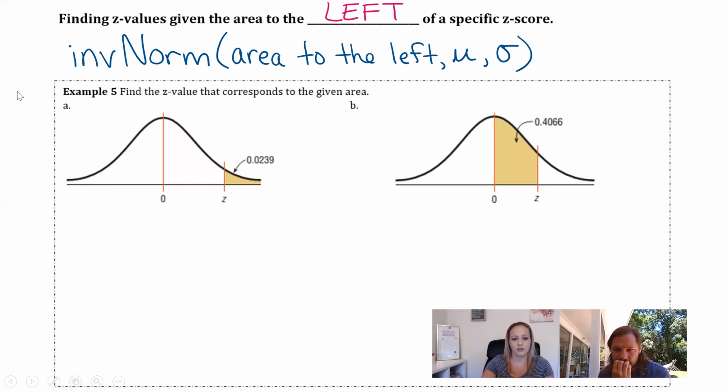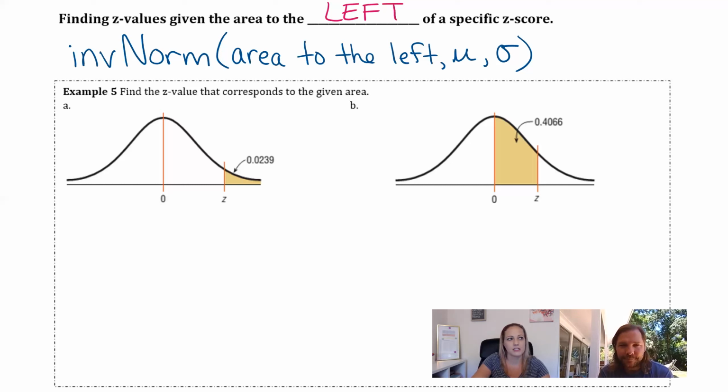So the first one on part A, we can see that we're looking for this z value here. So we're looking for the value on that horizontal number line. And we have this area here, the 0.0239. So Dr. Insco, is this area right here, the 0.0239, the area to the left of that z value? No, it's the area to the right. Yeah, good. So they gave us the area to the right, but we need the area to the left if we're going to put this into our calculator. So we can figure this out. This is not too bad.